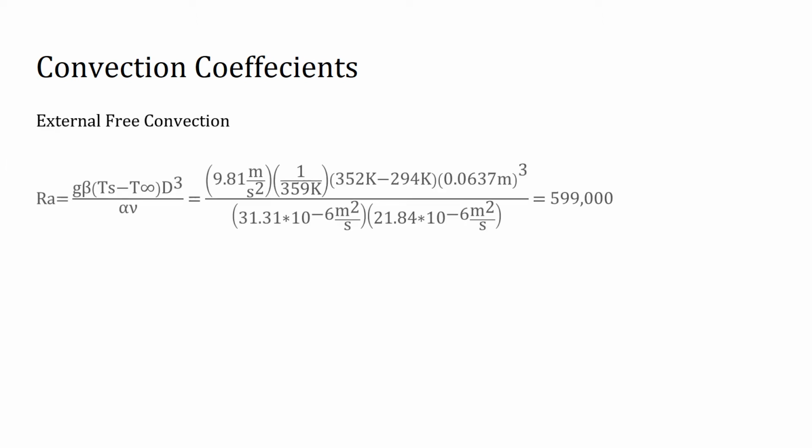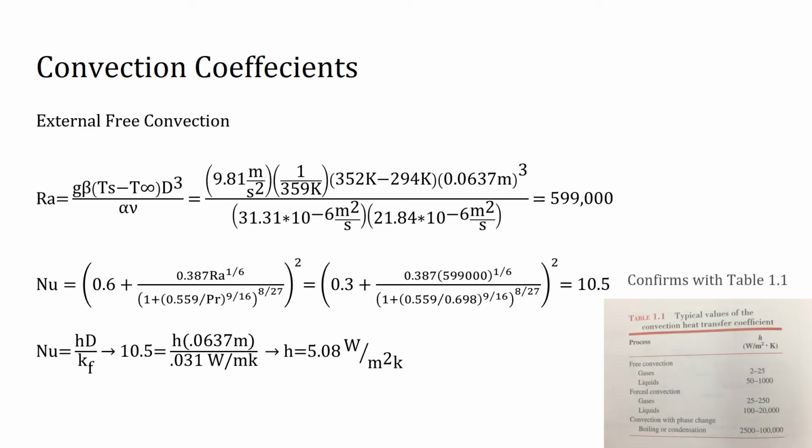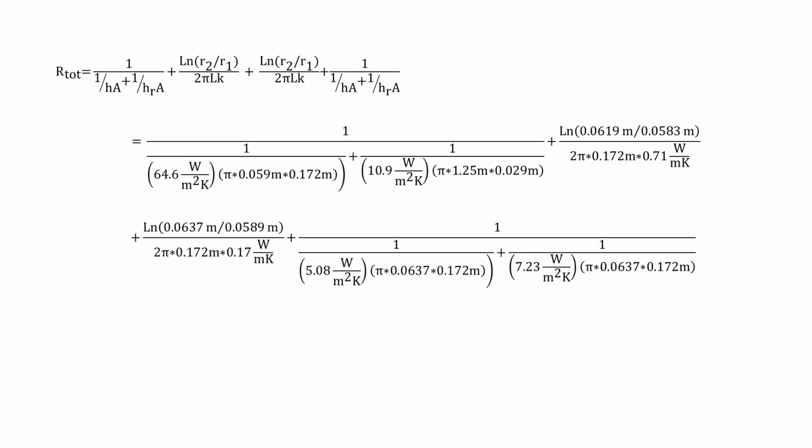On the outside of the blow dryer, it is cooled by free convection. A Rayleigh number is determined, and a Nusselt correlation leads to a convection coefficient of 5.08 watts per square meter Kelvin. This also matches with the information given in Table 1.1. With these four coefficients known, the total resistance of the network can then be determined. The conduction resistance from the mica and the plastic are represented, and each resistance is summed together for a total resistance of 0.8507 Kelvin per watt.